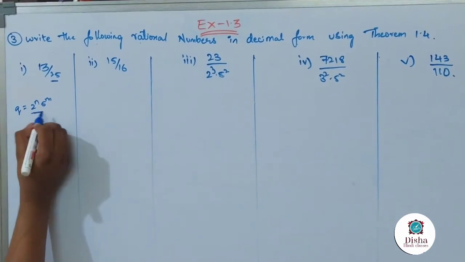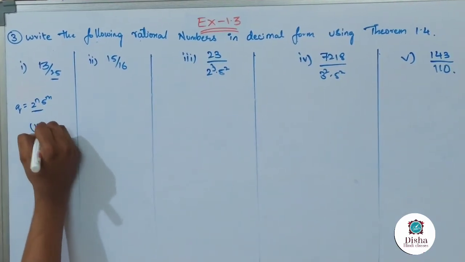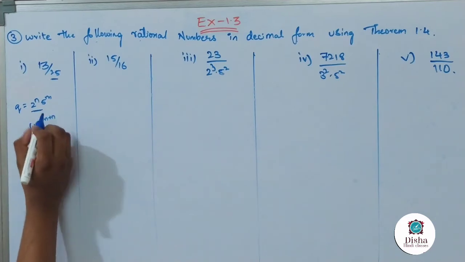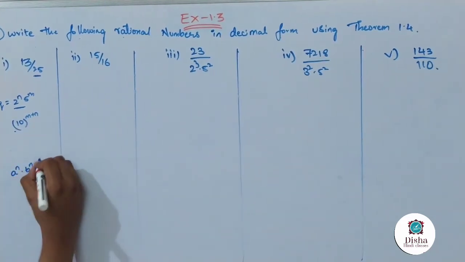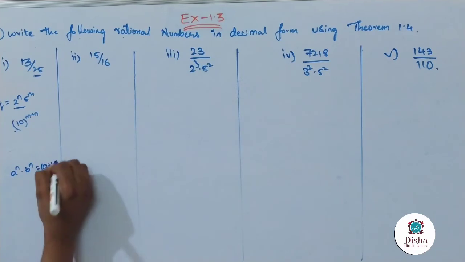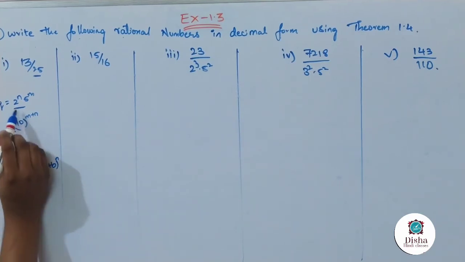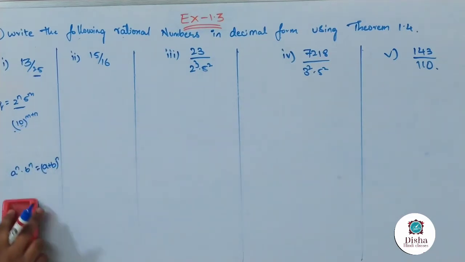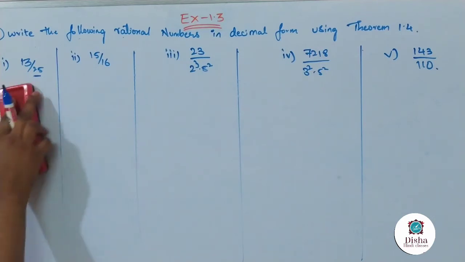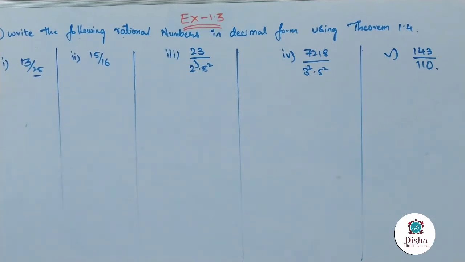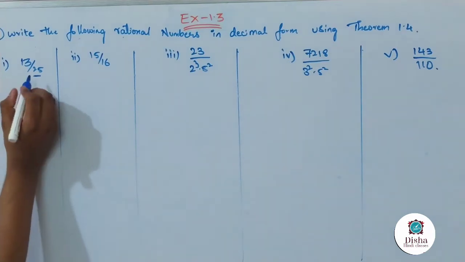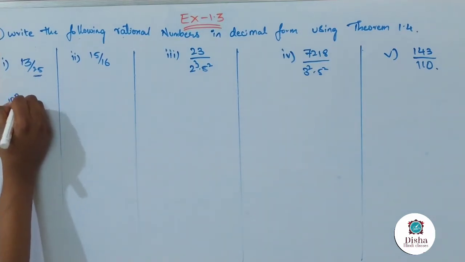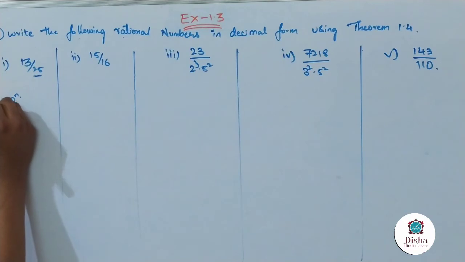So now we have to write it as 10 power m plus n. a power n into b power n equals (a plus b) whole to power n. So now we have to bring this 2 power n into 5 power m in the form of 10 power m plus n. To do it, we have to multiply into numerator and we also have to multiply into denominator. So we convert this denominator in the form of 10 power n.